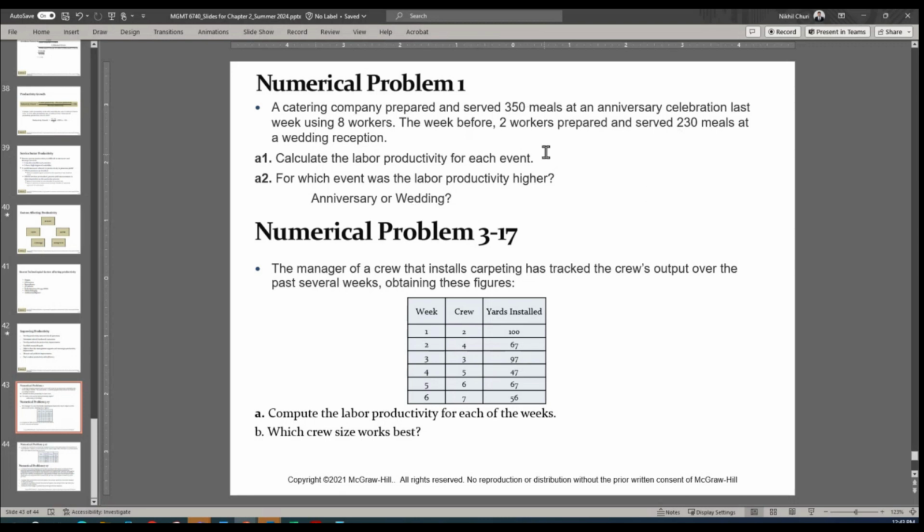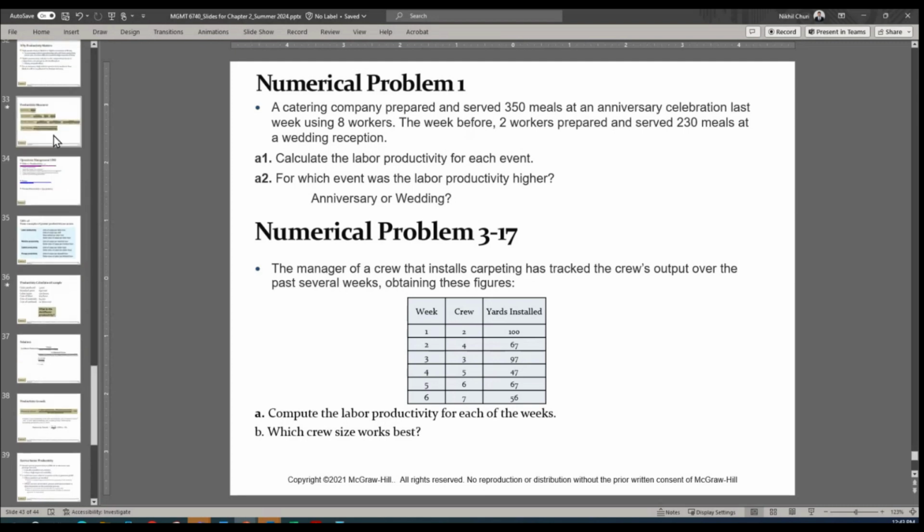So in the given information, there are two different events. The first one is the anniversary celebration, and the second one was the wedding reception. The output we are talking about is with respect to the meals. So the number of meals served is the output that we are measuring. The first was 350, and as per the given information, the second was 230 meals. And the input that goes in here is the number of workers, which is 8 and 2. So this is given here.